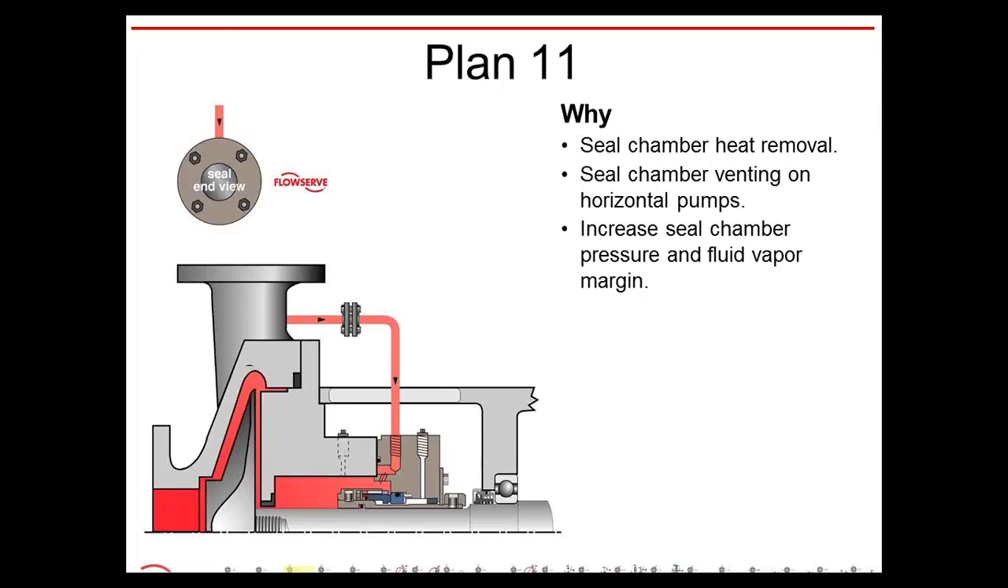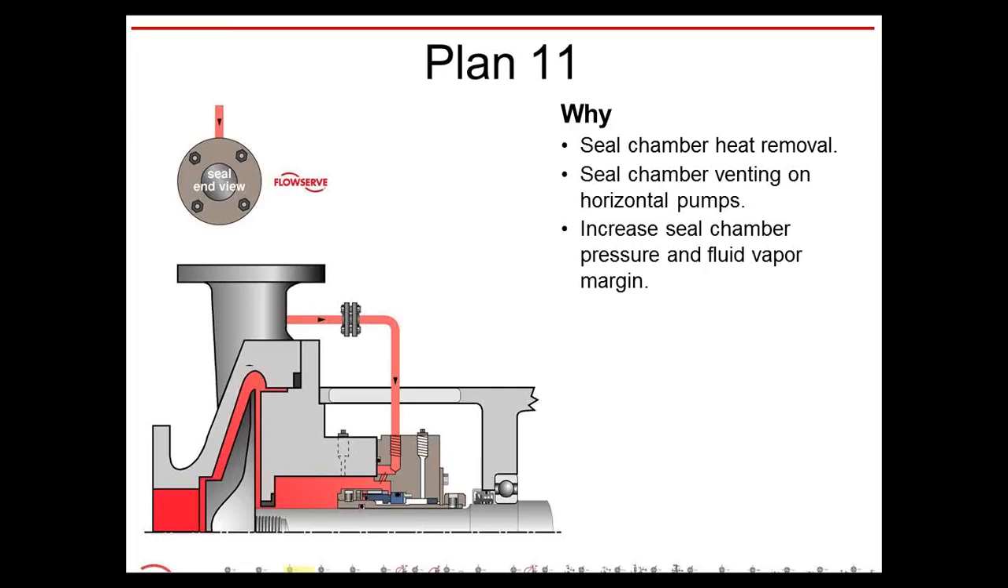Why do you use the plan 11? Well, you want to remove seal chamber heat. As the seal is rotating inside the pump, it generates heat. If you had a plan 2 with a closed box and there wasn't anywhere for the fluid to exchange and cool, it would just keep building up heat inside that box. The plan 11 allows for a constant flush of the process fluid into the seal chamber to flush away all that heat. It allows for seal chamber venting on horizontal pumps.